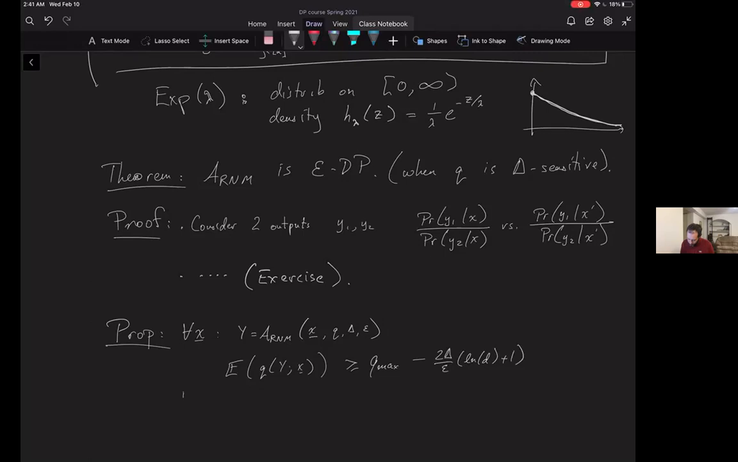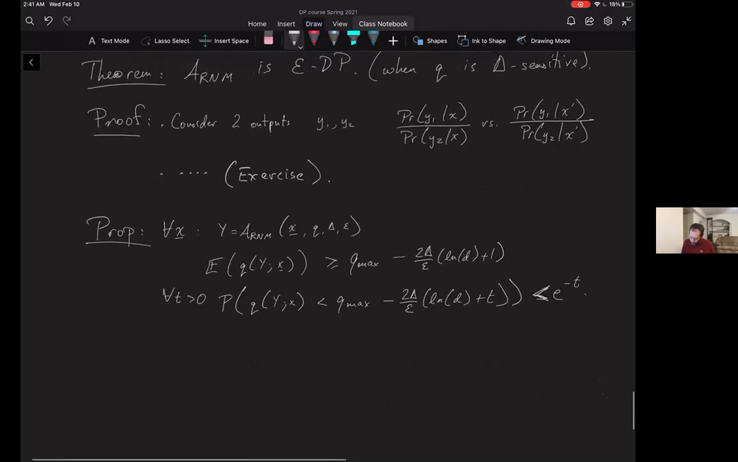In fact, the stronger statement is that for all t greater than 0, the probability that q of y is less than q max minus 2 delta over epsilon times log of d plus t, that probability is strictly less than, in fact, e to the minus t. Okay, so this in fact just follows.